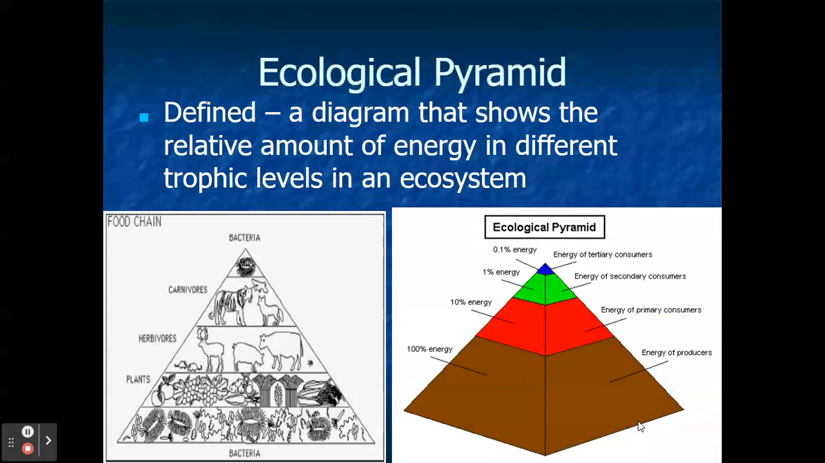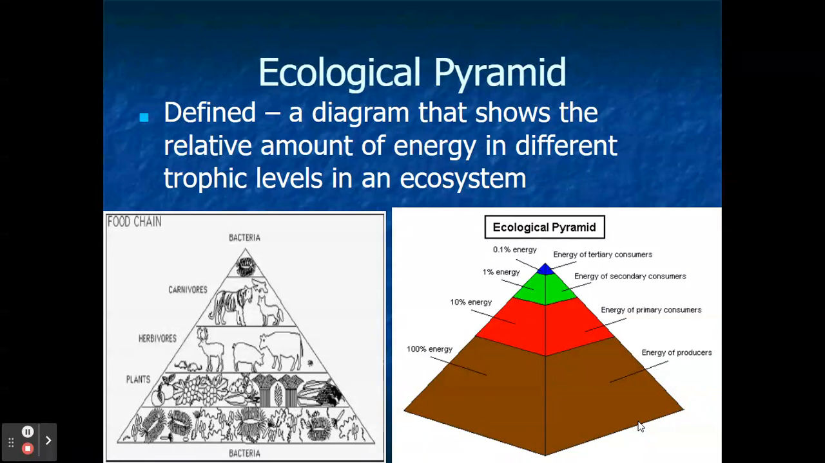Then if we look over on the left-hand side, you're going to see that we have plants. They're above bacteria. Bacteria are kind of a tricky organism to put on there. They're just down there at the very base to show that they give the nutrients to the plants, as well as to remind you that bacteria are also producers.